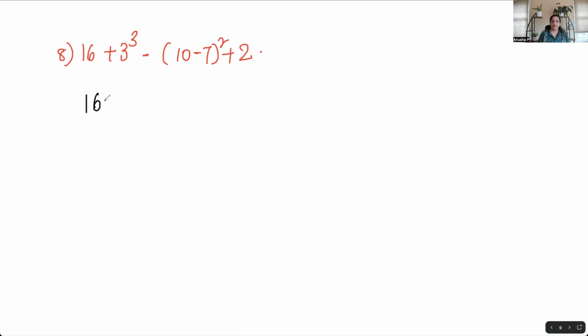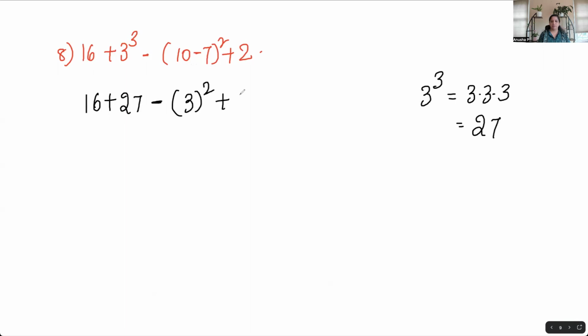Now 16 plus 3 cube. After parenthesis, we have the exponents. So 3 cube is nothing but 3 times 3 times 3, which is 27. Okay. So 16 plus 27 minus 10 minus 7 is 3. 3 to the power of 2 plus 2. Okay. So first we have to solve the exponent. 16 plus 27 minus 9 plus 2.